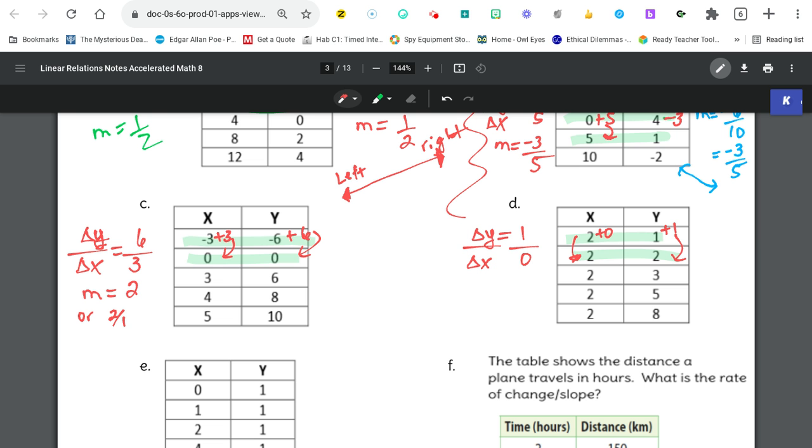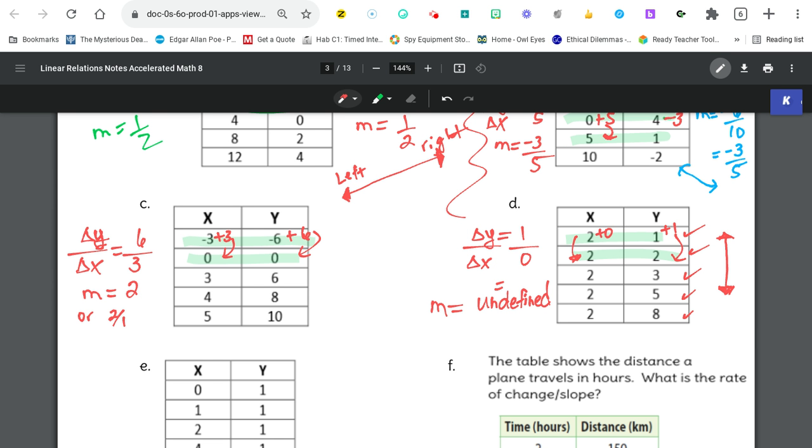But you can't take any number and divide it by 0. So 1 divided by 0 is what we call undefined, or any number divided by 0 is undefined, okay? So my slope is undefined. So my graph, if I were to take 2, 1 and graph it, 2, 2, 2, 3, 2, 5, and 2, 8, my graph would be some line that's straight up and down, okay?